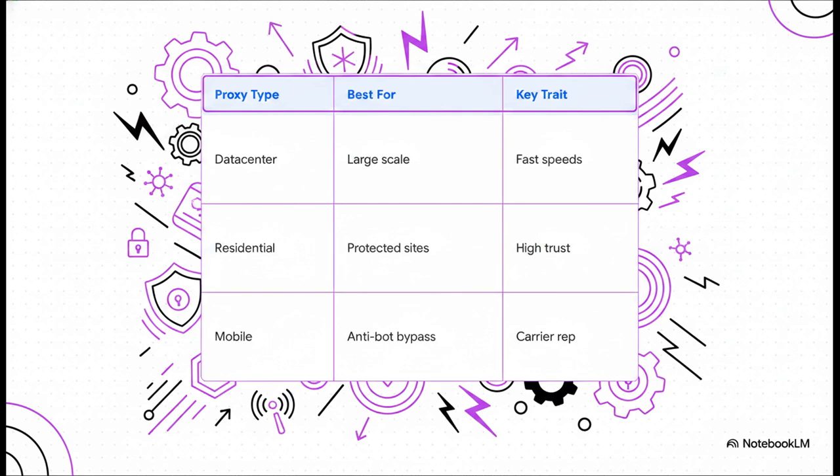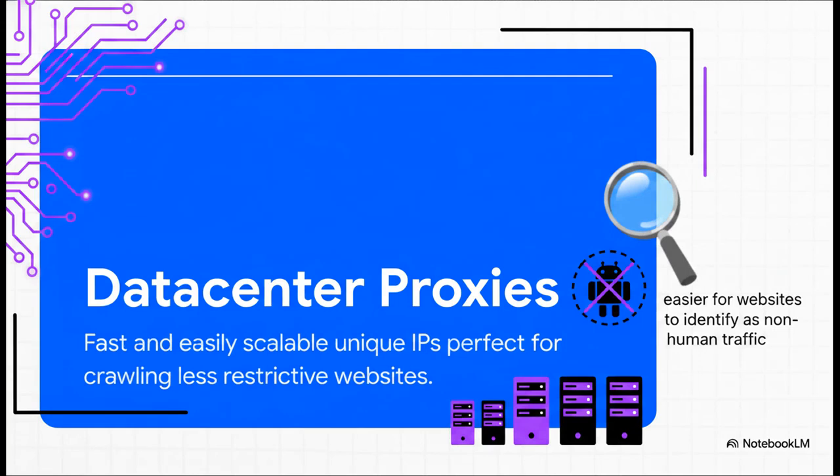Data center proxies are your best bet for large-scale projects where you need incredibly fast speeds. Residential proxies are best for protected sites because of their extremely high trust levels. And mobile proxies? They are the absolute ultimate for anti-bot bypass due to their stellar carrier reputation. So let's look a little closer at exactly when you'd want to deploy each one. First up, data center proxies.